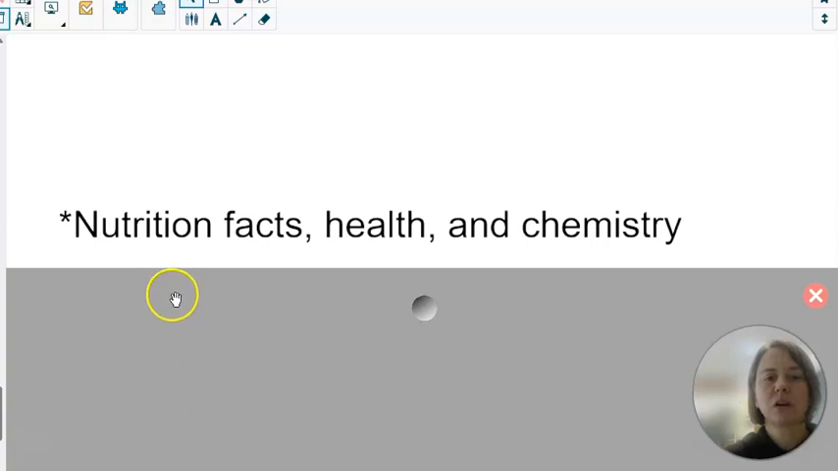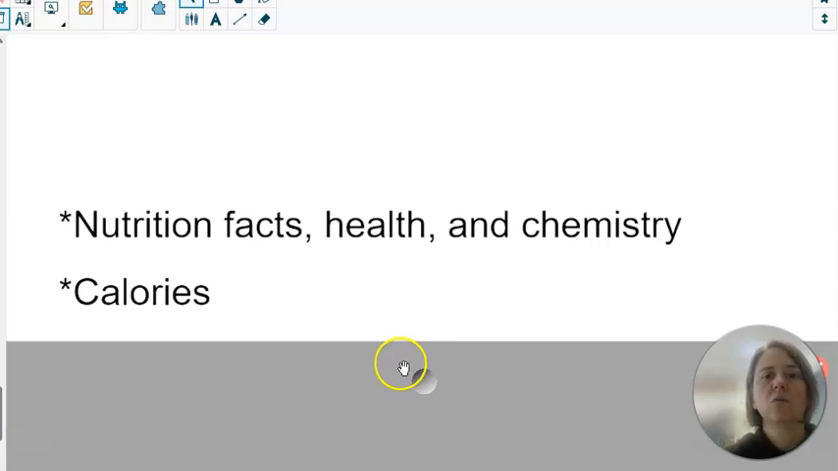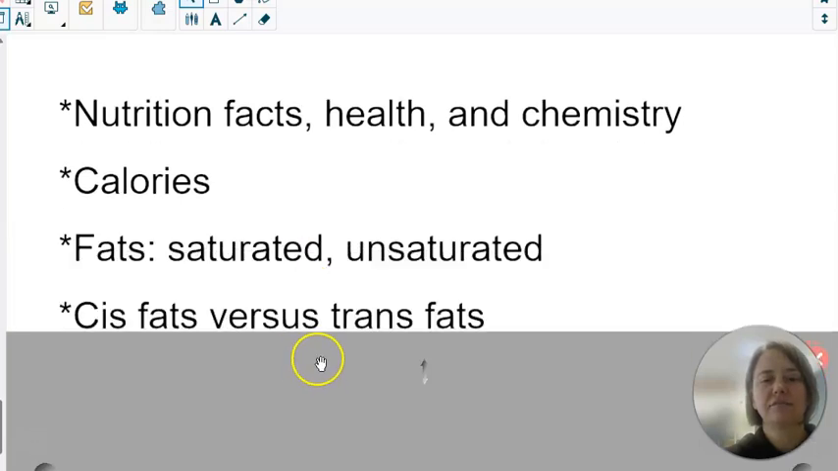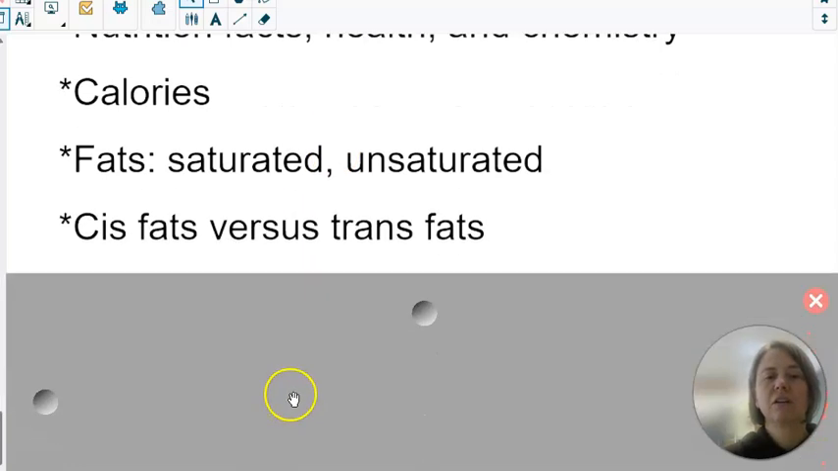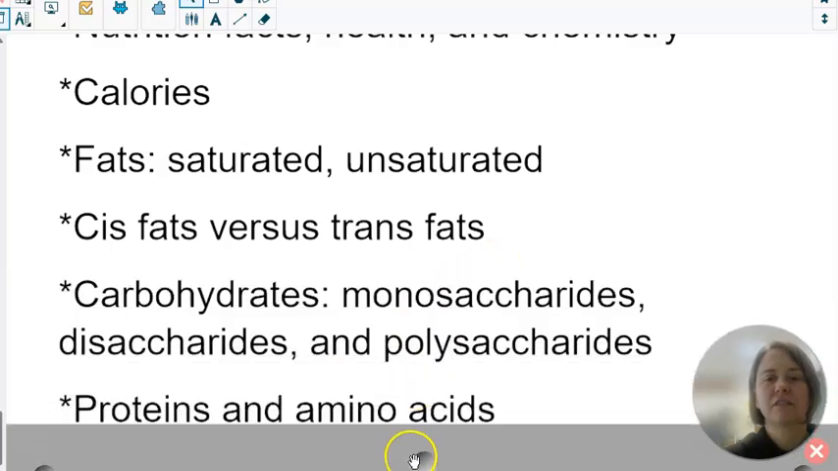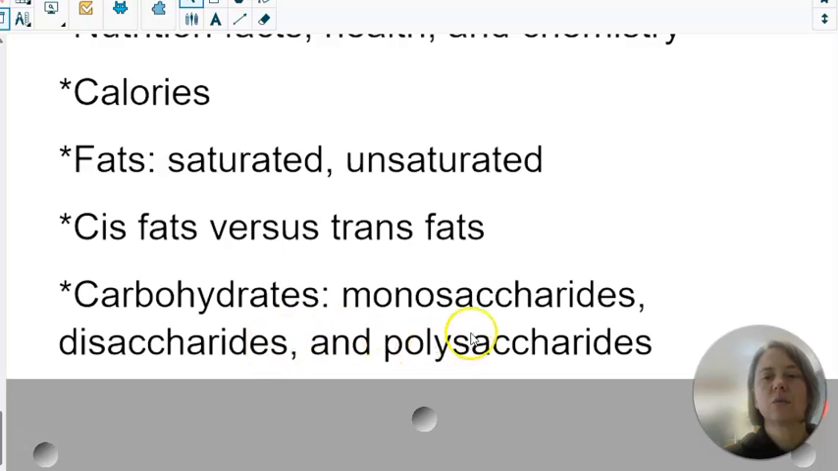Okay, so also in your book, it talked about nutritional facts, health, and chemistry. So what do you need to know about calories? What does that have to do with chemistry and health, as a unit of energy? Okay, fats, saturated and unsaturated. What do you need to know about it for chemistry and for health? What are cis fats versus trans fats? Carbohydrates. What are monosaccharides, disaccharides, and polysaccharides?